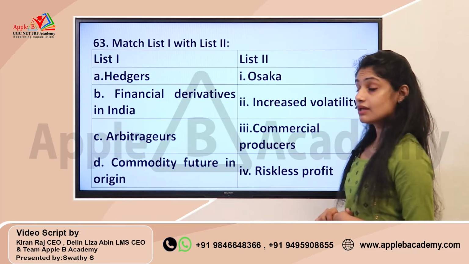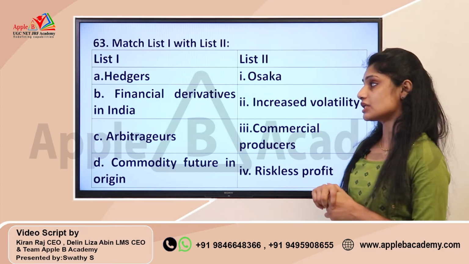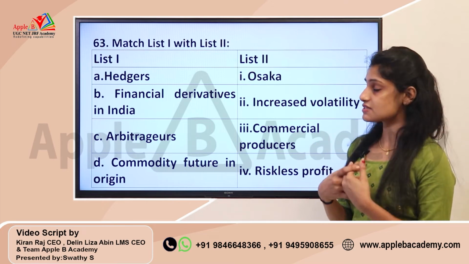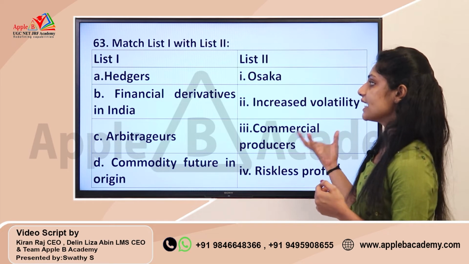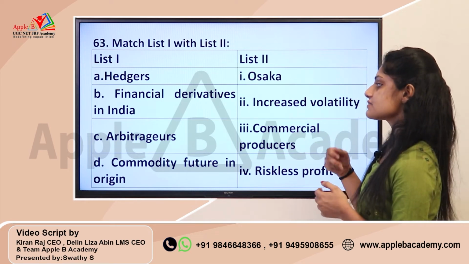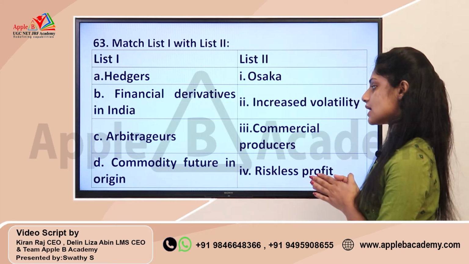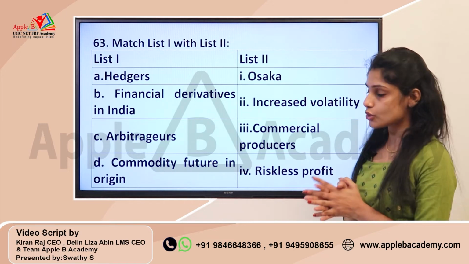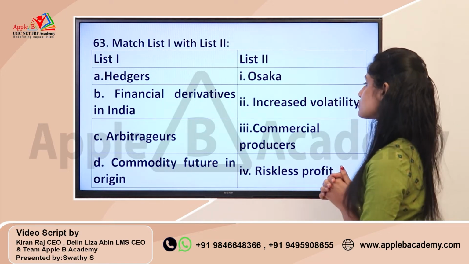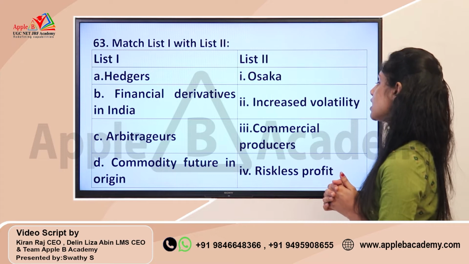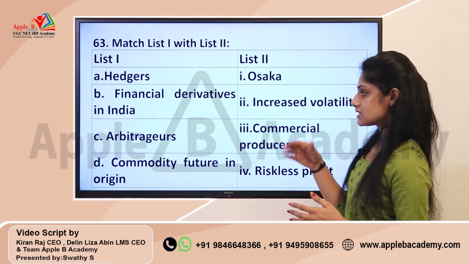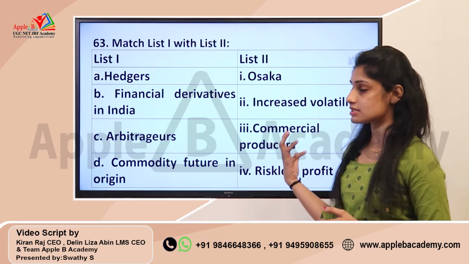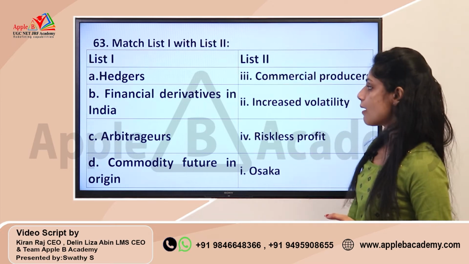Next question. So again we have to match the following. This is actually from the area of business finance, and it is dealing with international finance. So you have A, hedgers; B, financial derivatives in India; C, arbitrageurs; and D, commodity future in origin. And in List 2, it's about 1, Osaka; 2, increased volatility; 3, commercial producers; and 4, riskless profit. The term connected with List 1 is given in List 2. You need to match them out.